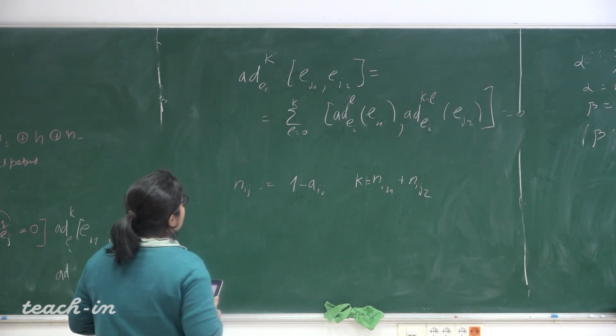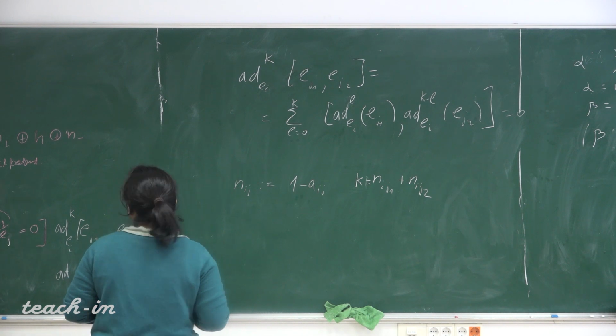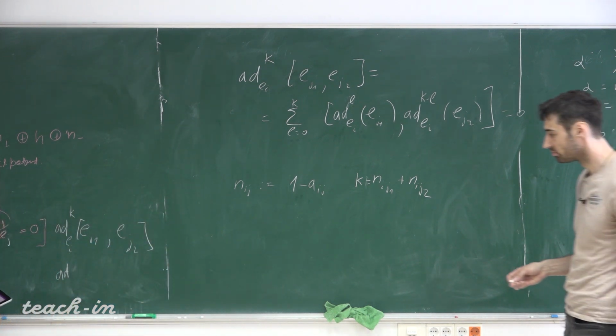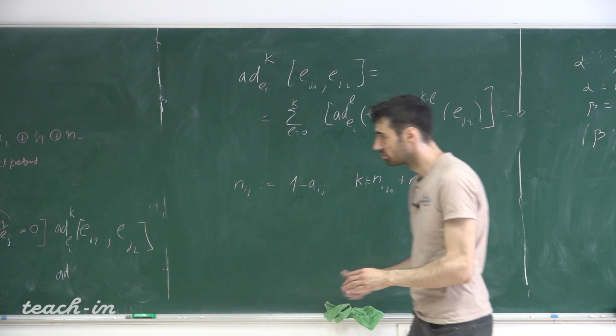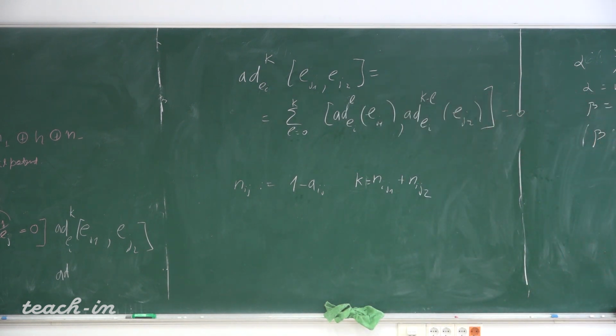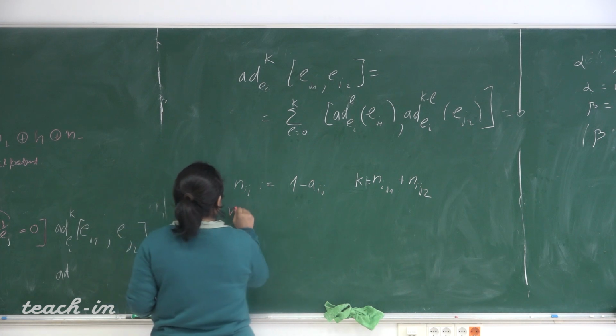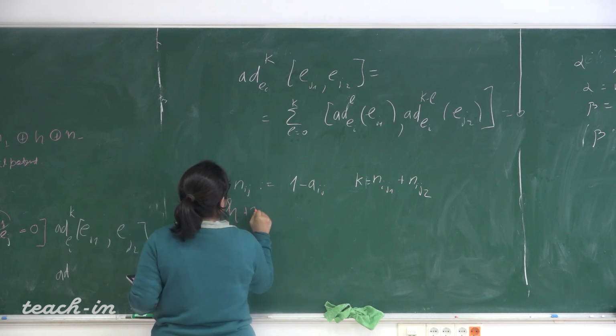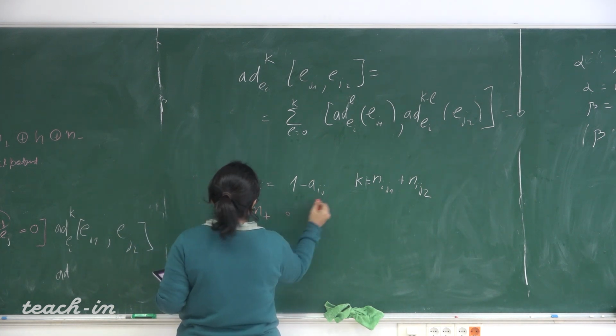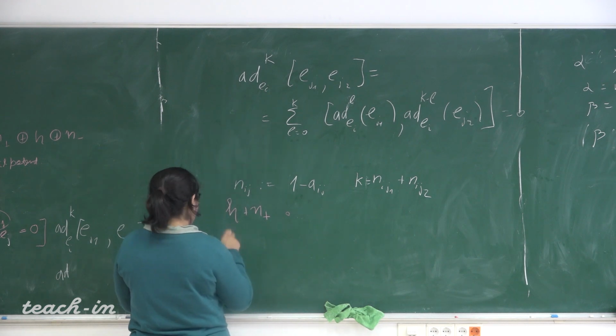So this is the important part. And the same would be for n plus and n minus. And then we had another part, which was that h plus n plus and h plus n minus are solvable.